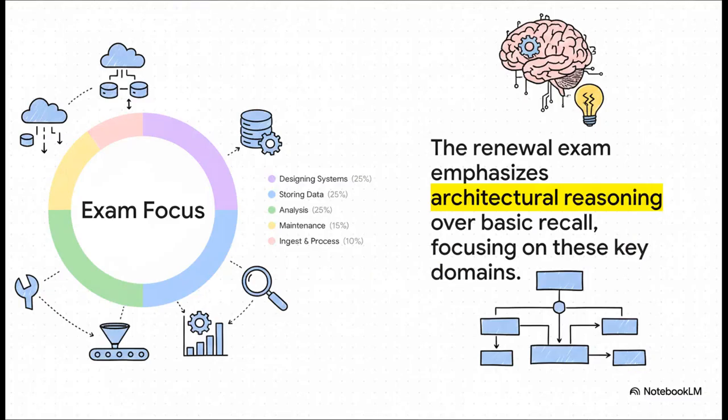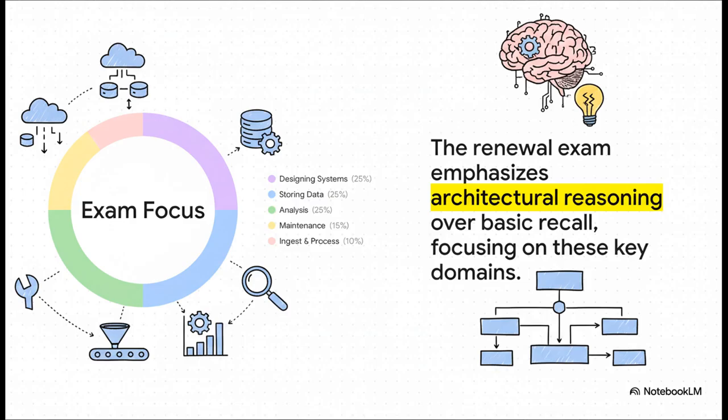Okay, so let's dive right in and look at what this exam is all about. This isn't your original certification test. Not at all. The renewal is way shorter, just 1 hour, about 20 questions, and it's much less about just remembering facts. It's all about architectural reasoning. The big areas you really have to master are designing systems, storing data, and analysis. Those each make up about a quarter of the exam. Then you've got maintenance and a smaller slice for ingesting and processing.